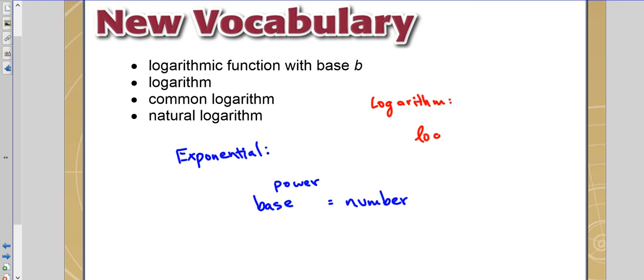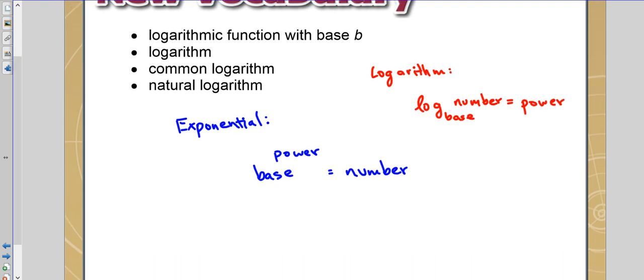So a logarithm will look like this. It'll say I have a log of some base, with the number written along with the log, straight in a line. The base is down below it. And this will equal the power. So to adjust from one to the other, you simply rearrange. Let me give you an example.